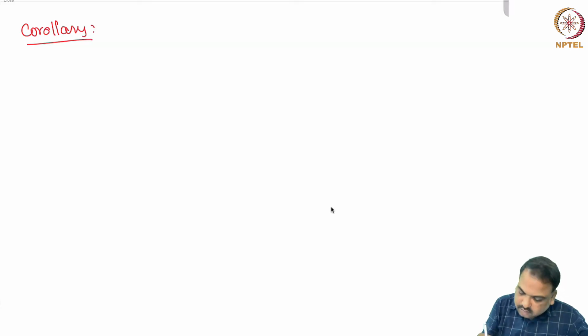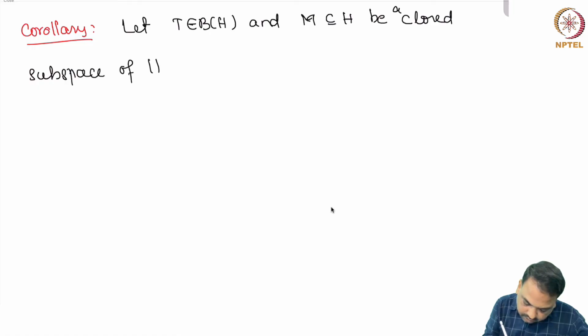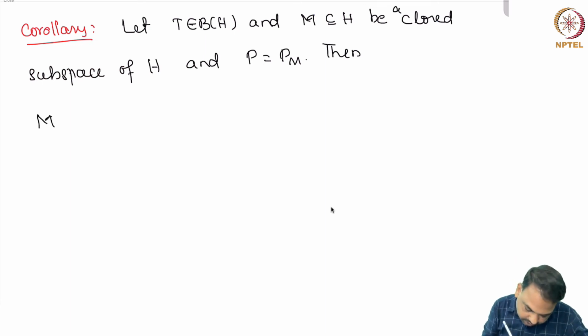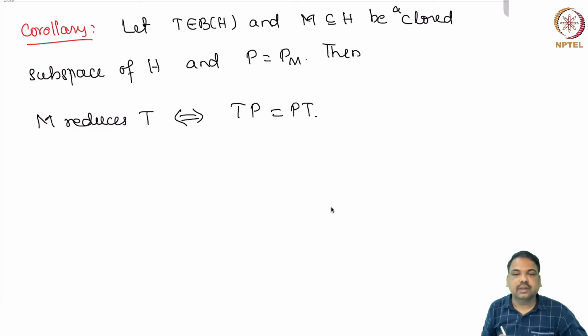Now as a corollary, you can prove the following. Let T be a bounded linear operator and M be a closed subspace of H, and P is the orthogonal projection onto M. Then we can conclude that M reduces T if and only if TP equals PT, that is, P and T commute.